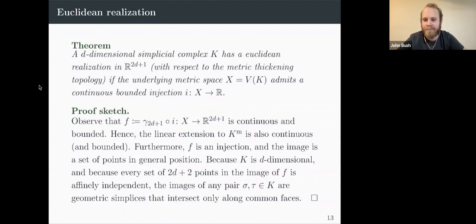But you're proving here that they also work with the metric thickening topology, which is yes, and I should have said that explicitly. This proof that I've written down here is essentially exactly the same proof that you could use for the geometric realization. There's just that point set topology thing you need to consider to ensure that the map is continuous. Yeah, definitely. Thanks.